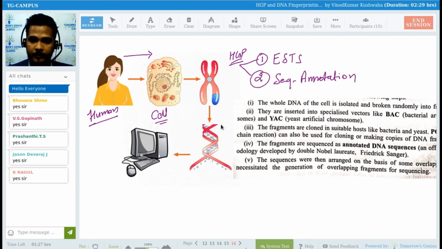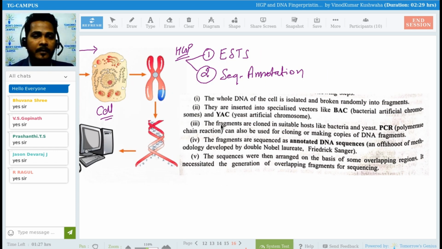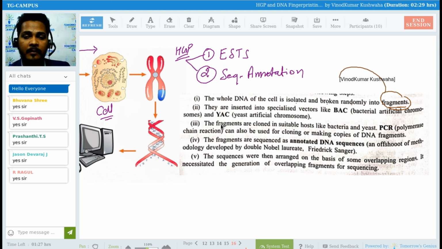Yes. Now this is a total of 5 important points that discuss the entire methodology. Okay, so very first, what happened? First, the whole DNA of the cell is isolated and broken randomly into fragments. Now these fragments are going to be introduced into a specialized vector. That vector is called BAC.